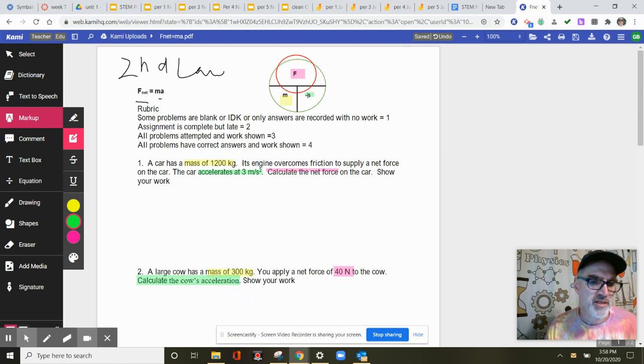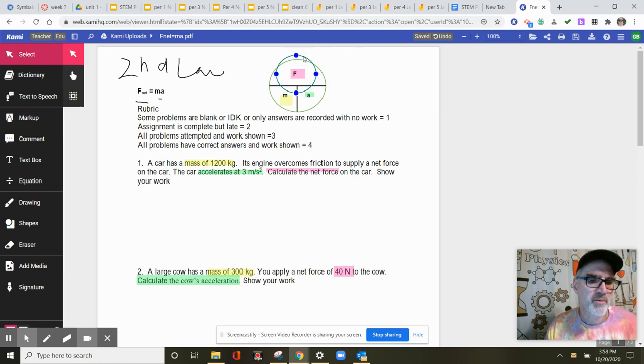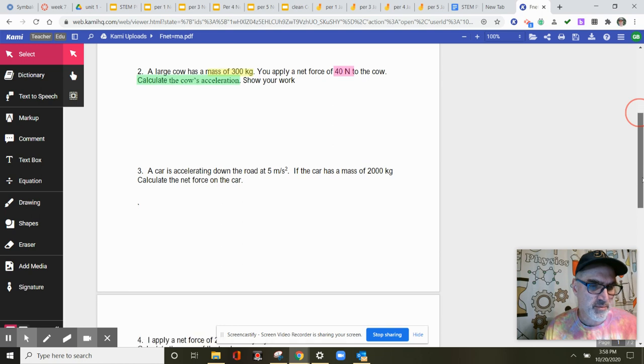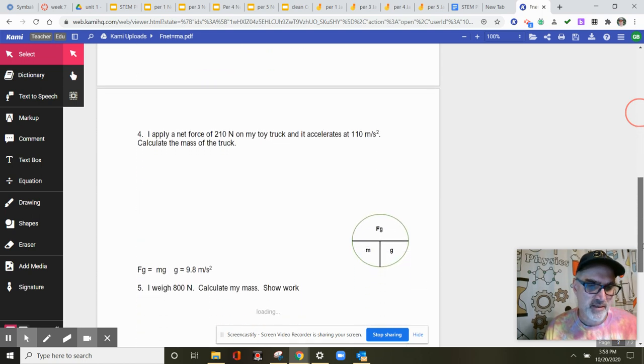So acceleration is here. So I take my circle and I move it down to the acceleration. All right. So this is what I want to know. The things that are outside of the circle are one on top of the other, so that's like a fraction. So it's force divided by mass. The thing on the top divided by the thing on the bottom, like a fraction. The force is always going to be on the top of the fraction when you're dividing. So you divide 40 by 300 to find the acceleration. The next problem is like that, and the next problem is like that.